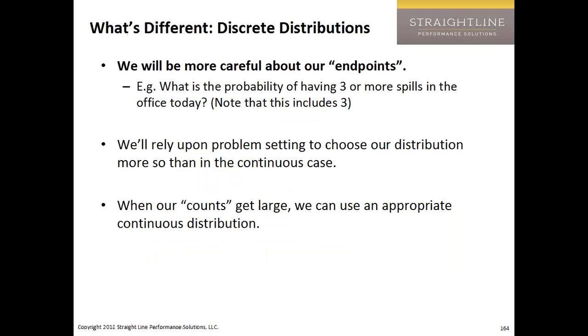Okay. What's different about these is that a discrete distribution can only take on certain values. So, for example, what's the probability of having 3 or more spills in the office? Well, we aren't going to talk about 3.1. What's the probability of having 3.1 spills? There's no probability assigned to that. Or you can think of if we roll a die. What's the probability that we roll a die and we get 3.5? It's 0. That's where we use a discrete distribution. It can only take on certain, individual values.